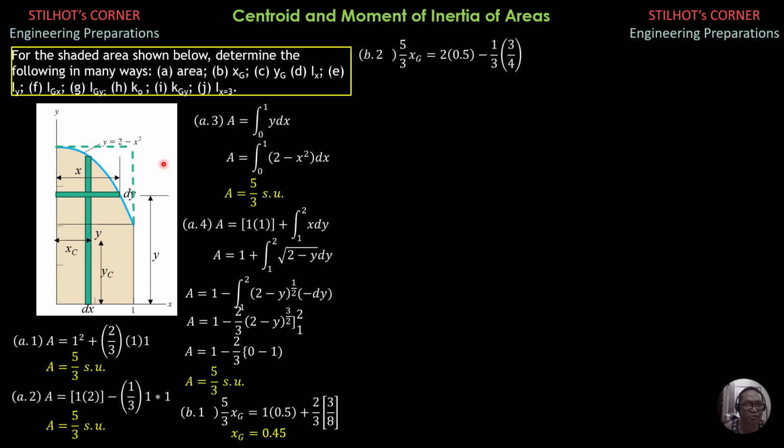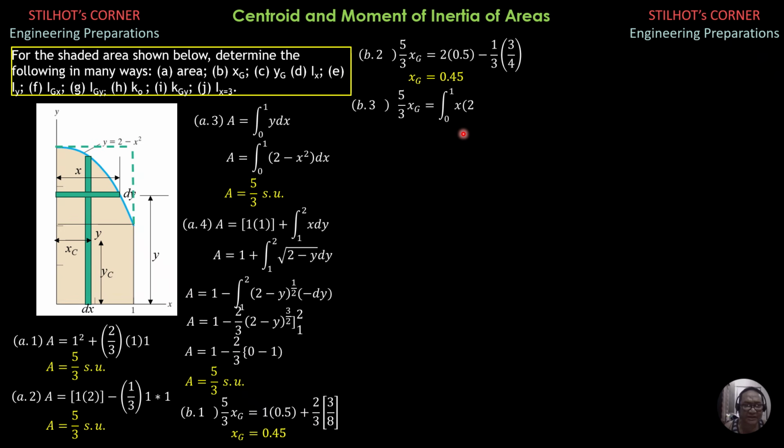So you should also derive the location of centroids so that you can easily memorize the location of the centroids by integration. So xg is equal to 0.45 also. Then another way is by direct integration.